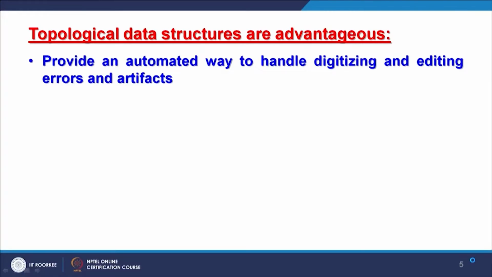What are the advantages if we already have topology built for our polygon features? It provides an automated way to handle digitizing and editing errors and artifacts. As I said in the beginning, in the earlier versions of these software, the topology used to be built later on, and when we went for building topology, we used to have a lot of errors and artifacts, and a lot of time used to be spent to correct them. But now topology is built while the digitizing process is going on simultaneously. So, any error that is there will be corrected immediately.